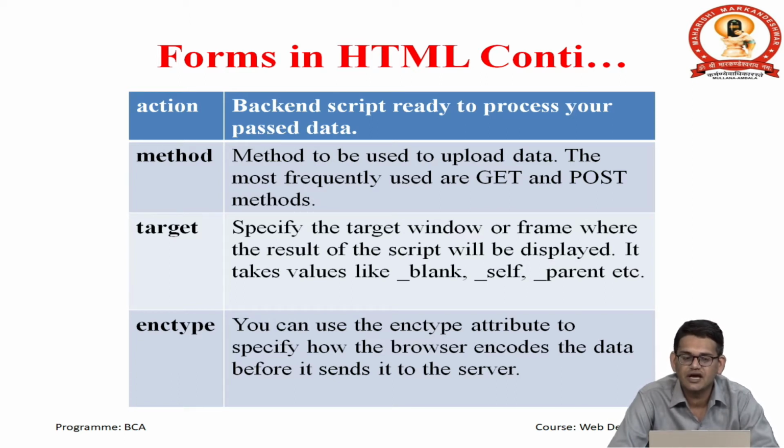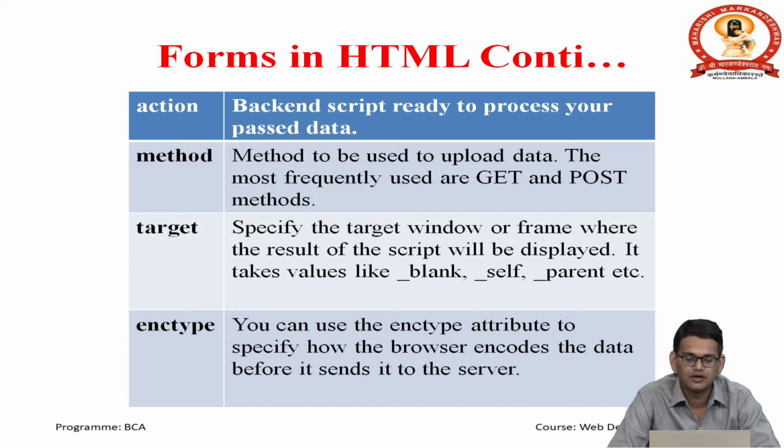First one is the action. So the backend script is ready to process your passed data. To process the passed data, we need to provide the action here. Next one is the method. Method is used to upload data. The most frequently used methods are get and post. These are two methods which the user can use, whether it should be get or post.